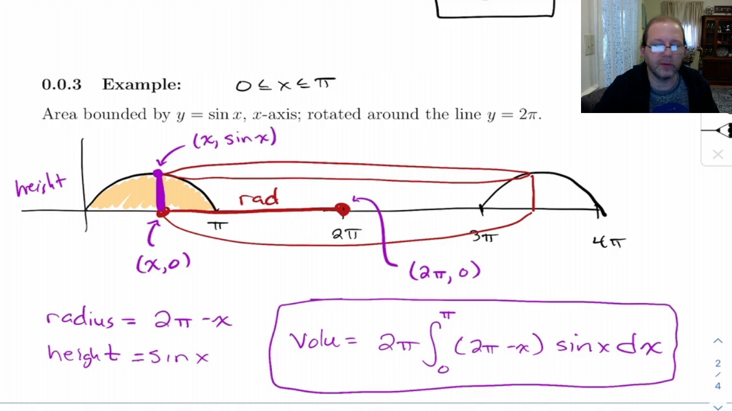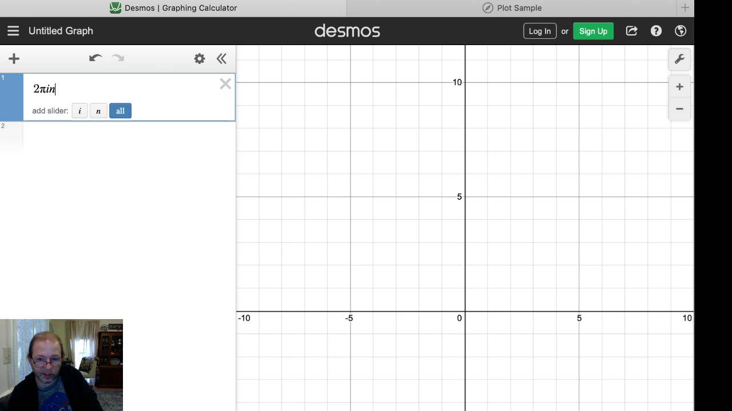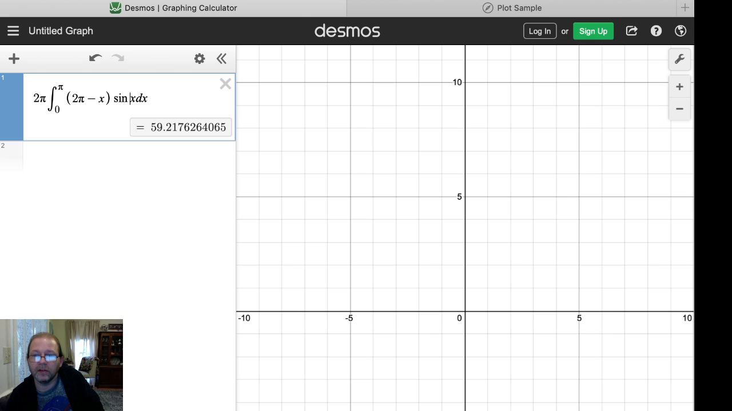Actually, I want to do two things with this. In Desmos, I'm just going to type this in. We got 2 pi times the integral from 0 to pi of 2 pi minus x, sine x dx. And let's see. I'm going to go back in and put in some parentheses, because, yeah, it's 59.21. So that's just evaluating the integral numerically.